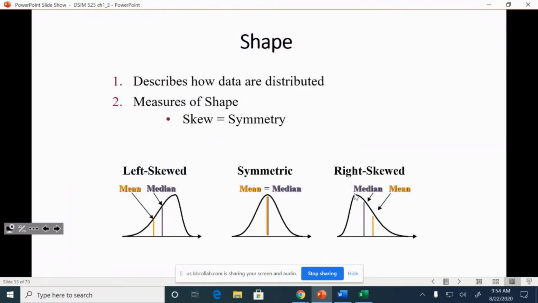So we're interested in the shape of a distribution, right? Has anybody heard of the normal distribution? The bell-shaped curve? So that's the normal distribution. So this would be a symmetric distribution, where the mean and the median are equal in a normal distribution. Left skewed is when the mean is below the median, and right skewed is when the mean is above the median.